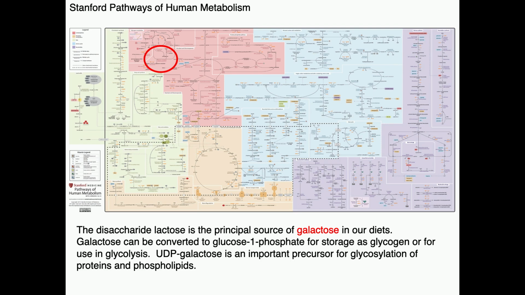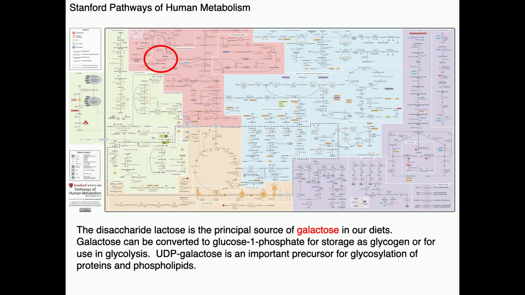There's another important fate of galactose that is not shared by fructose. Galactose can be used for glycosylation reactions, modifying a protein or a phospholipid, for example, with a chain of carbohydrates. Those carbohydrate chains are most important on proteins that are exported out of the cell or receptors sitting on the extracellular surface of cells, and they're very important for the shape and function of those proteins.